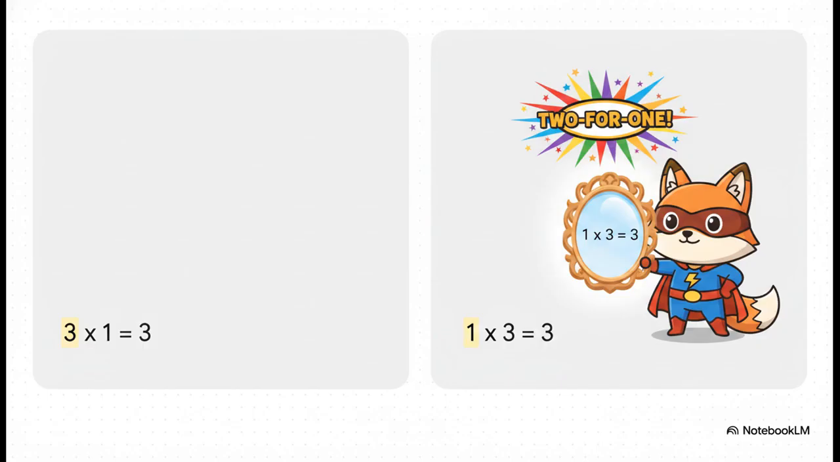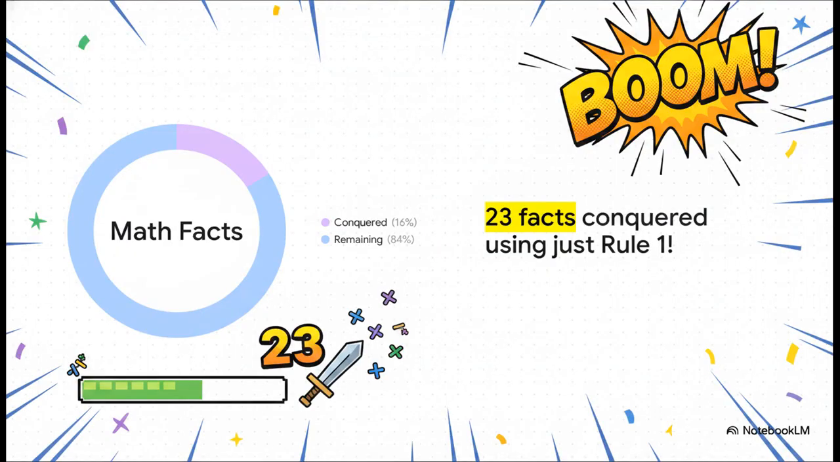A total steal. Boom, with literally just that one simple rule and its reverse, you just knocked out 23 math facts. You've already made a massive dent in that health bar, bringing our remaining facts down to 121. And hey, we're just getting started here.